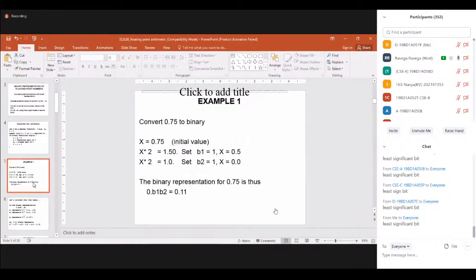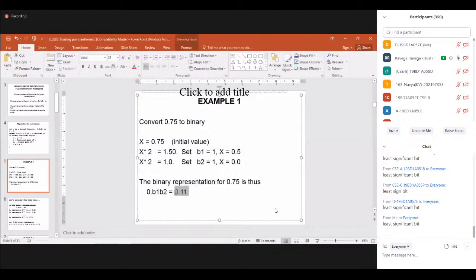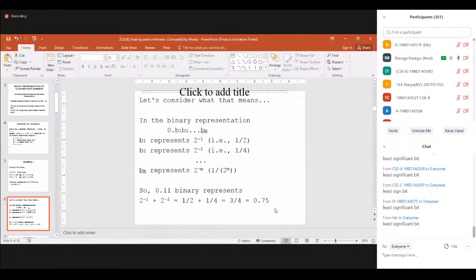In that same concept, I am taking my number as 0.75. I multiply with 2, and whatever value I get, I am taking the binary value as b1 and the fractional value as x. Whatever binary values I have taken, I am representing as the binary representation of the initial value. So for the same thing we have done, and now we are going for vice versa.